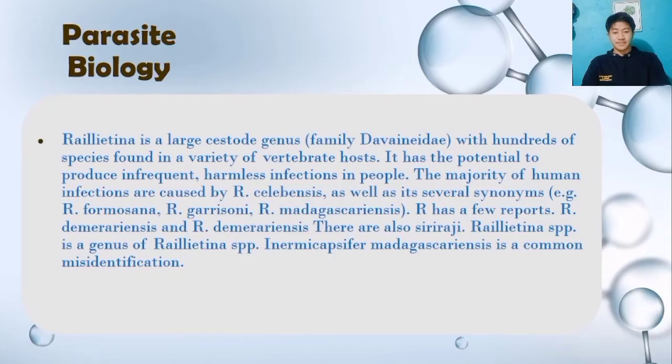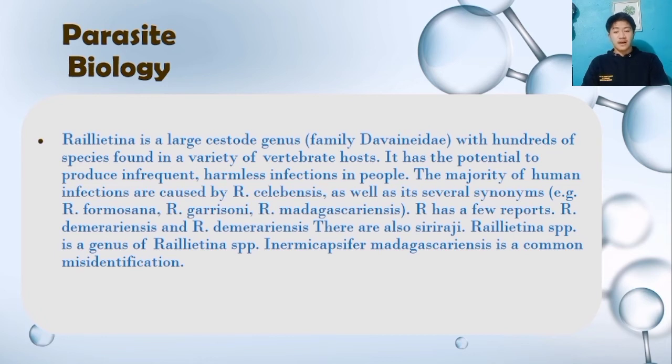Raillietina garrisoni. The parasite biology of Raillietina: it is a large cestode genus of the family Davaineidae with hundreds of species found in a variety of vertebrate hosts. It has the potential to produce infrequent or harmless infections in people. The majority of human infections are caused by R. celebensis, as well as several synonyms.